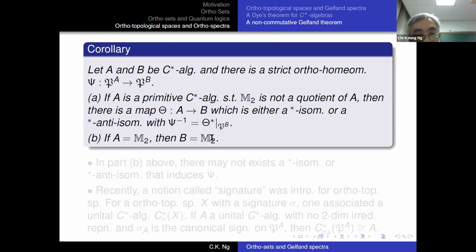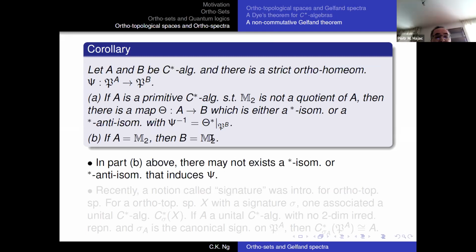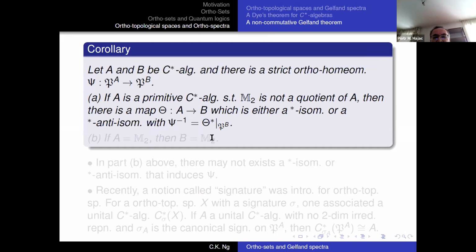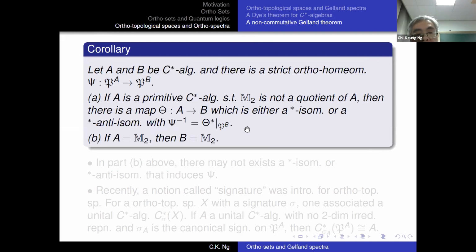Any questions? Yeah, sorry. Would you mind reminding us what a primitive C*-algebra is? A primitive C*-algebra means that it has a faithful irreducible representation. Faithful irreducible representation. Okay, thank you. In particular, for simple C*-algebras, you will have that.